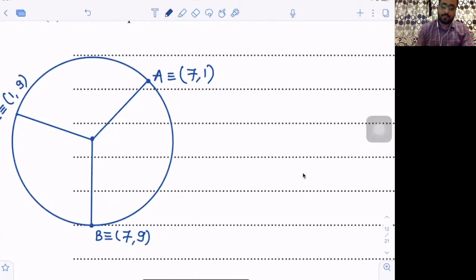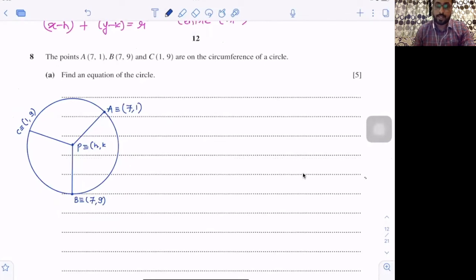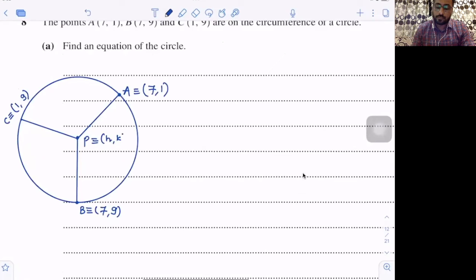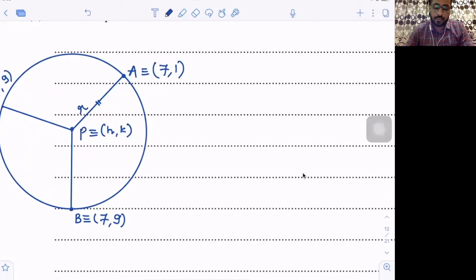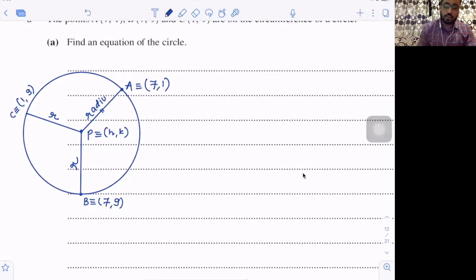So let's say point P is the center of the circle and its coordinates are h, k. We take the coordinates of the center, if unknown, as h, k. Then tell me, what is PA here? Is PA the radius of the circle? So PA is the radius. What about PB? Is PB also the radius? That's r. And what about PC? PC is also the radius of the circle. So they are all radii of the circle: PA, PB, PC.